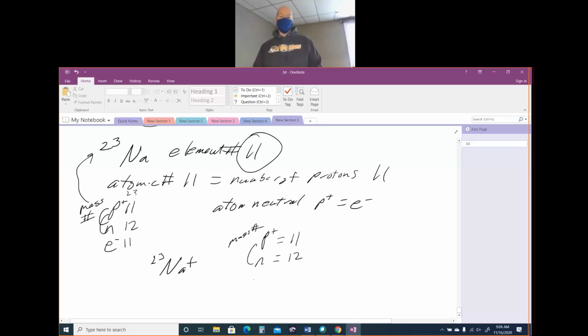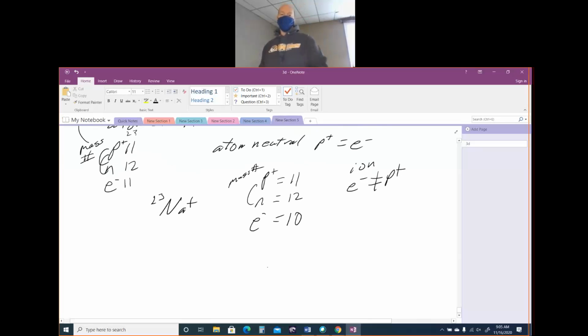Now your electrons. For an ion, electrons do not equal protons. If you're overall plus, you have more protons. If you're overall minus, you have more electrons. This one is overall plus. We have one more proton because it's plus 1, and so you have 10 electrons. These should be very easy questions on the final. Make sure you get the easy ones right.